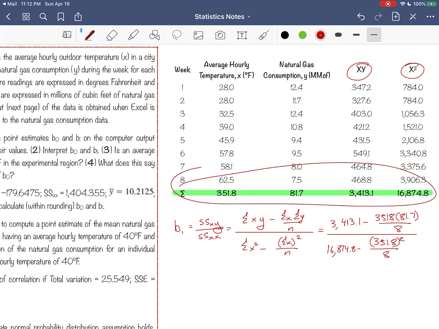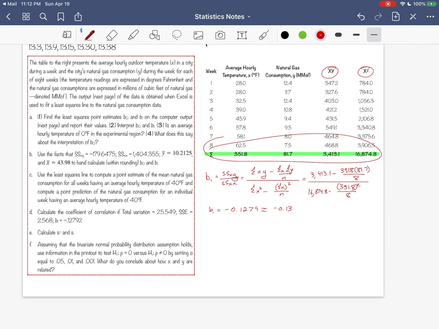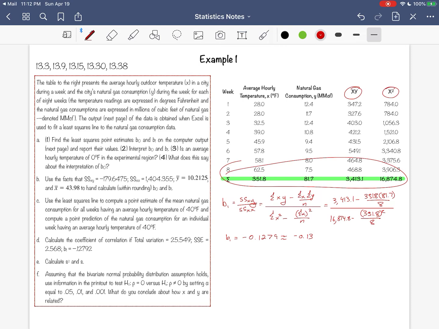So this could give you the slope of the line, B1. If you finish the math, you should get something along the lines of negative 0.1. And I'm going to round it. It's 1279, so I'm going to just say that it's negative 0.13. So once you have that, then you can calculate the intercept of the line. Nothing could be simpler.